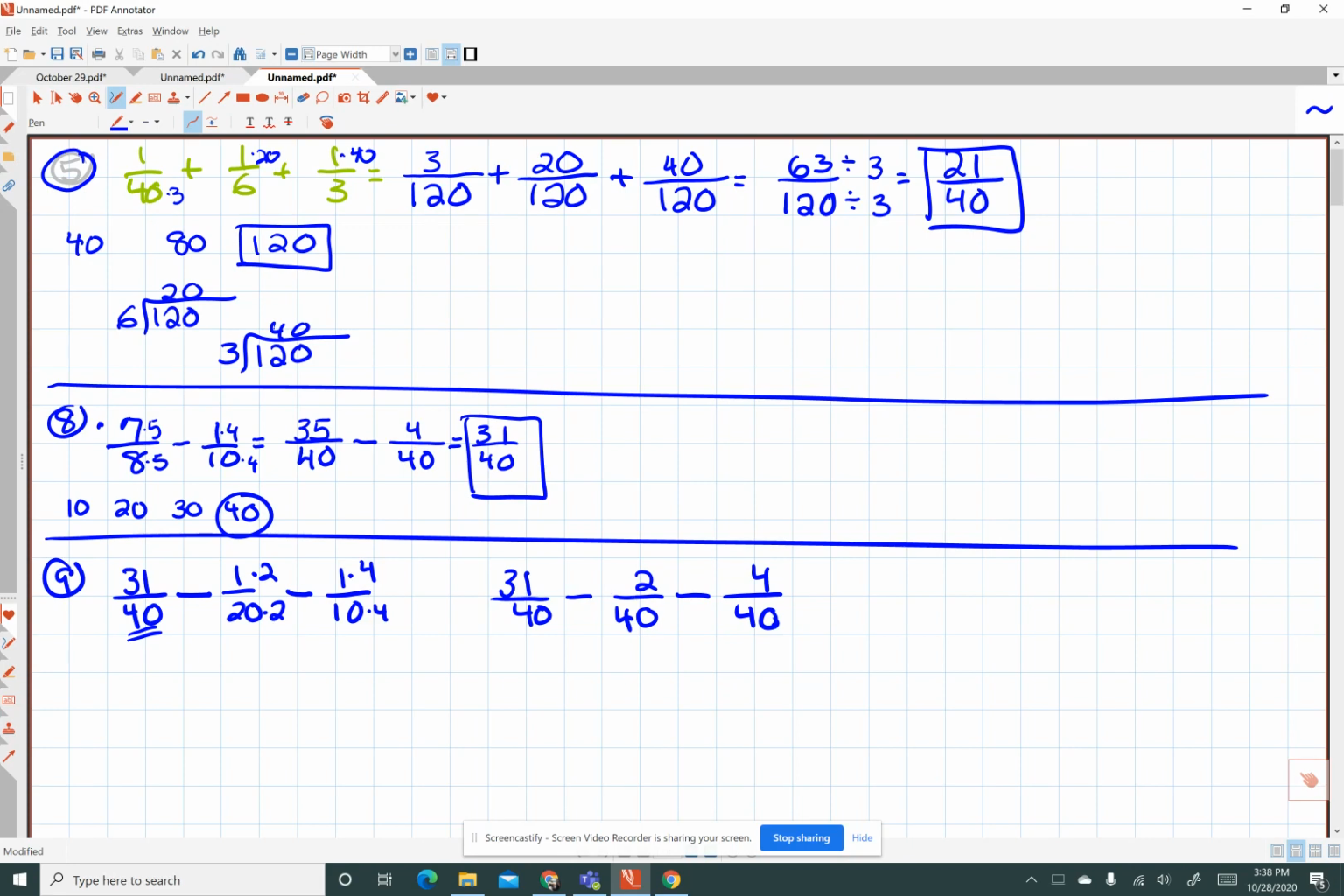So 31 minus 2 is 29. 29 minus 1 is 28. So that would be 28/40. And let me make sure I did that right. 29. Oh, I subtracted 1 instead of 4. 29 minus 4 is 25. And 25 and 40 are both divisible by 5, which would give us 5. 25 divided by 5 is 5. 40 divided by 5 is 8. That's the final answer there.